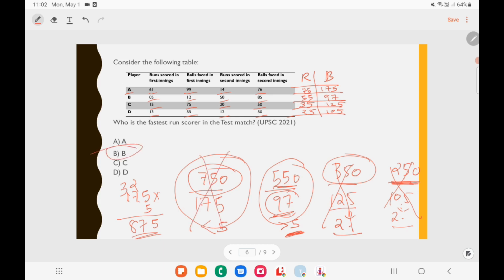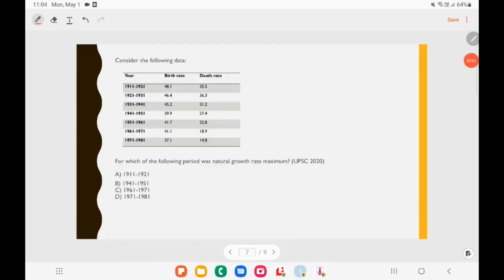So without doing the actual calculations, you can find out whichever fraction is greater or smaller. So this you can utilize in data interpretations and also in different other questions as well. Okay. So let us do a different question. This is from UPSC 2020.